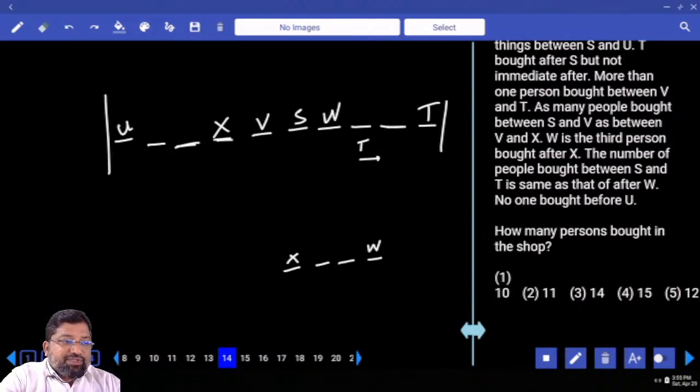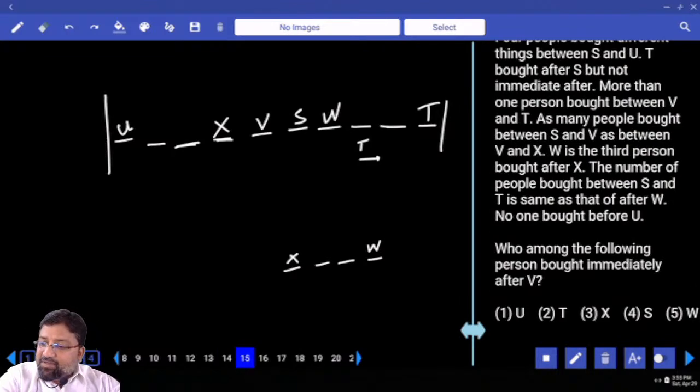How many persons bought in the shop? Please tell me how many have bought in the shop. 10 people. 15. Who among the following person bought immediately after V? Immediately after V is S.